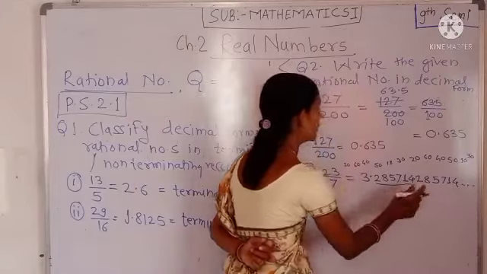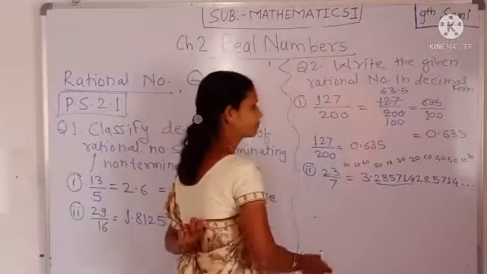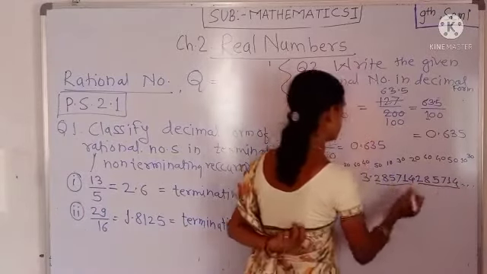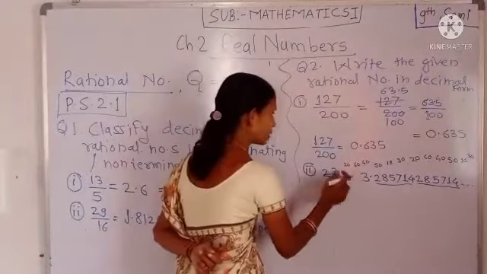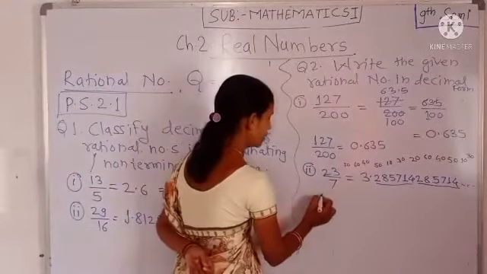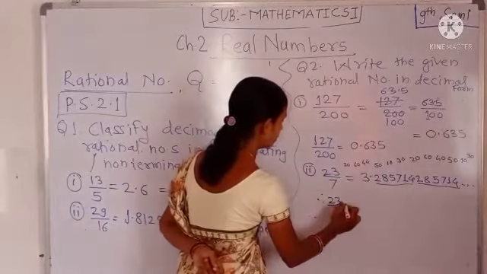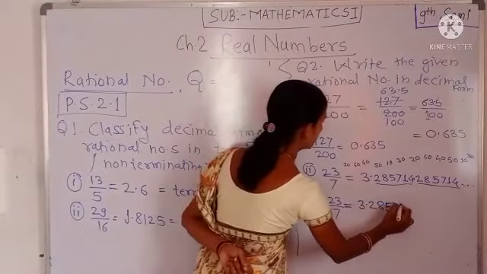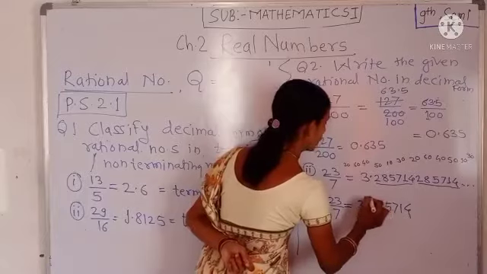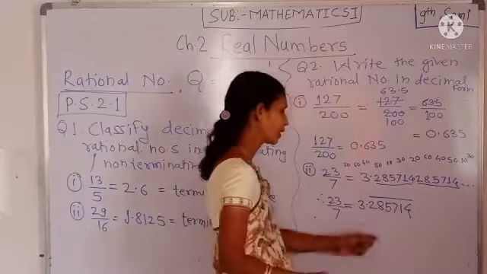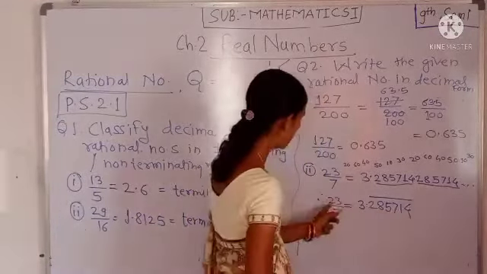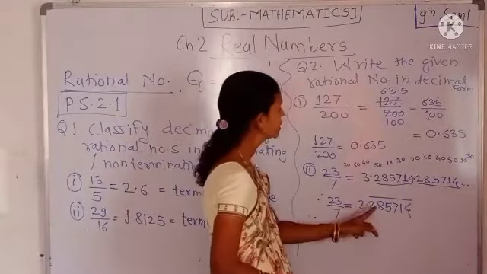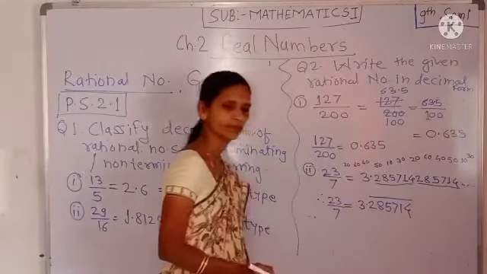2857114, that number gets repeated. See here, 2857114, that number gets repeated in the decimal form. Therefore 23/7 is 3.2857114, that set of numbers gets repeated here. Therefore it is written in the form of this decimal form of a rational number.